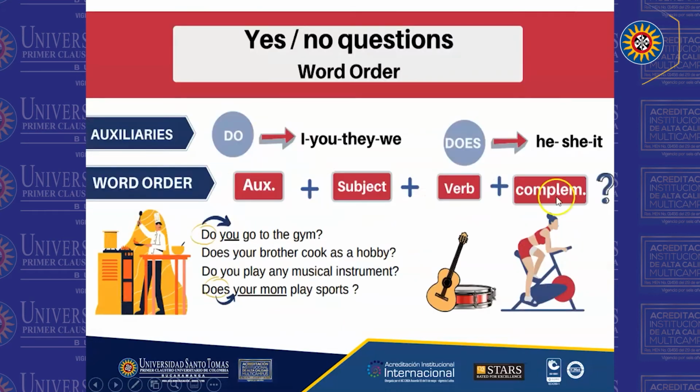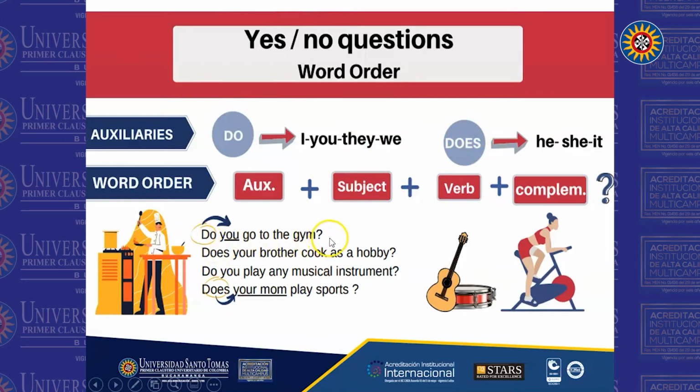Now, let's check the auxiliaries and the word order for the questions. The auxiliaries, as I said before, we have two auxiliaries. Do for the persons I, you, they, and we, and does for he, she, it. When you use the auxiliary does, you don't use the final s in the verb, right? Let's look at the word order. We have the auxiliary, the subject, the verb, and the complement.